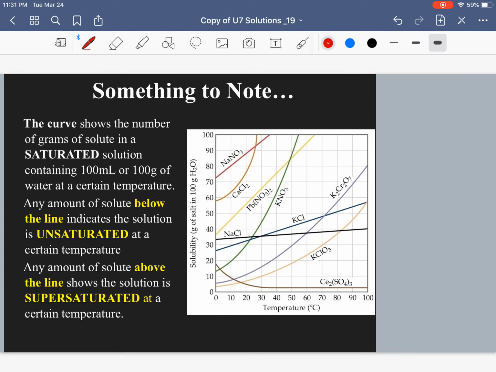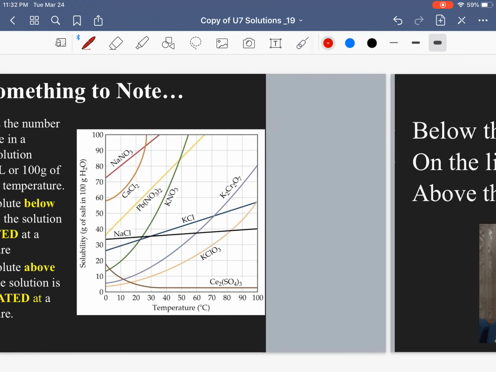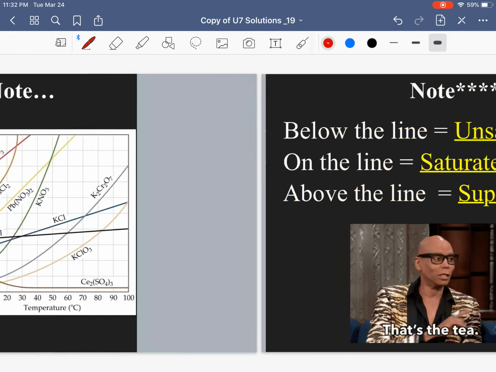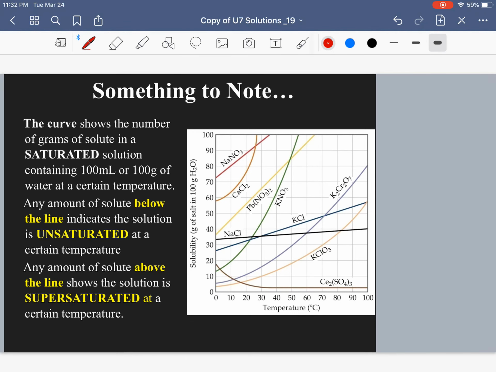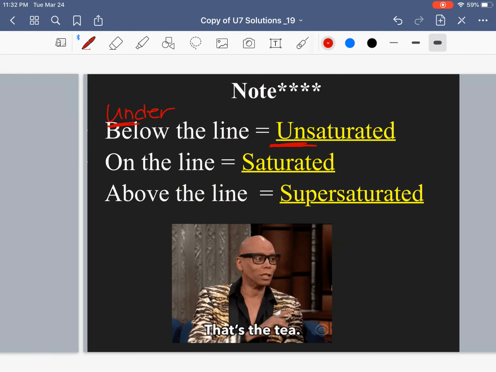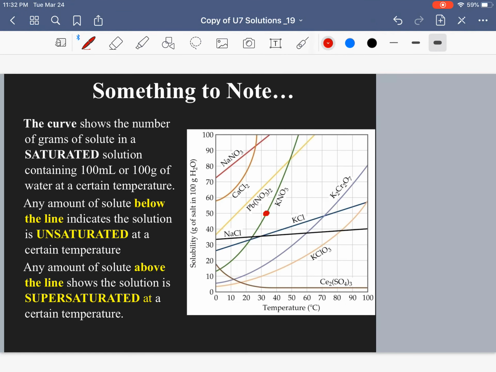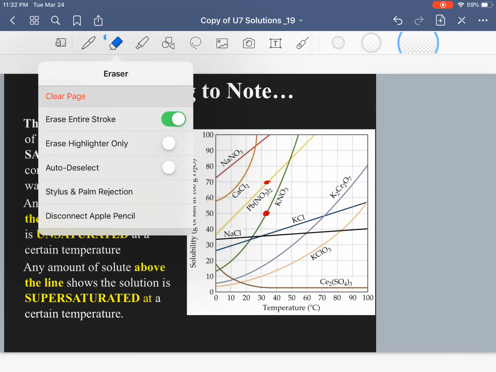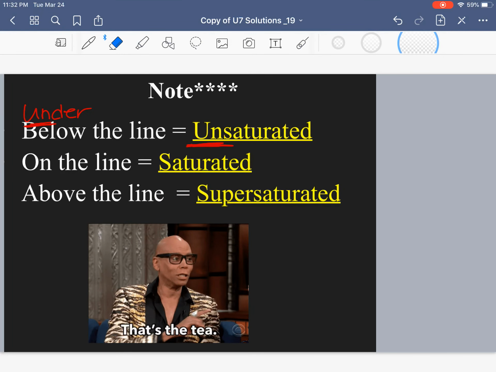All right, so something to note, these curves also help you know whether or not a solution is supersaturated, unsaturated, or just plain saturated. So any amount that is below the line, and we're going to see this in a few examples in a second, anything below the line or under the line is unsaturated. If it's on the line, meaning your grams is right on whatever your line of interest is, then you are just going to be plain saturated.